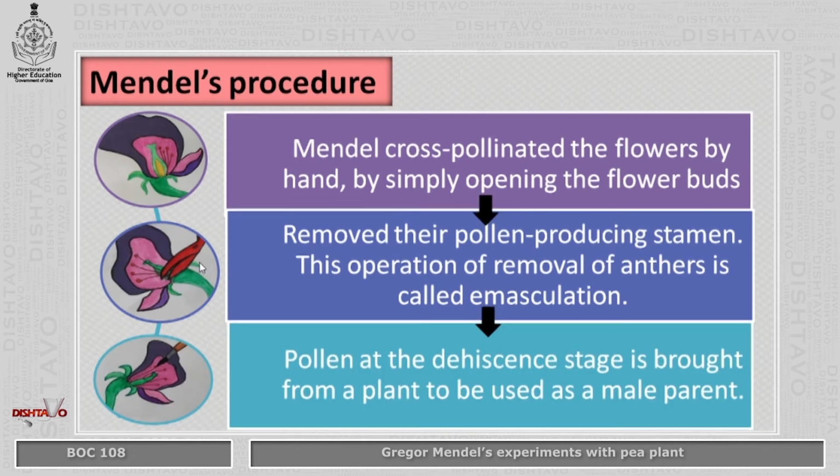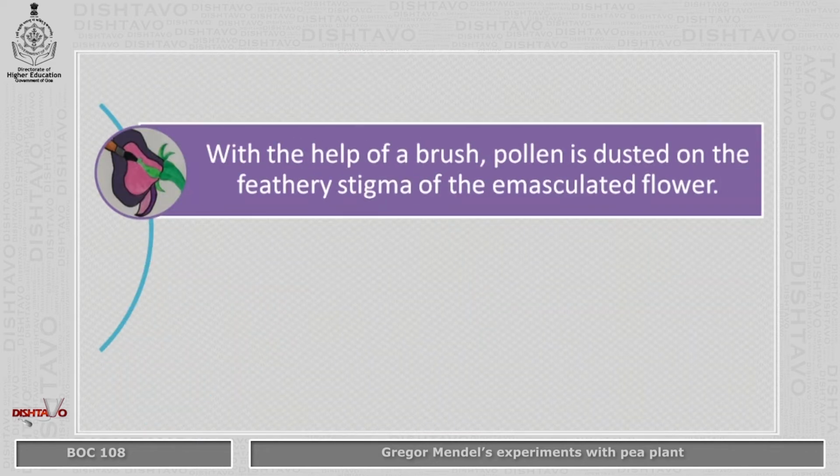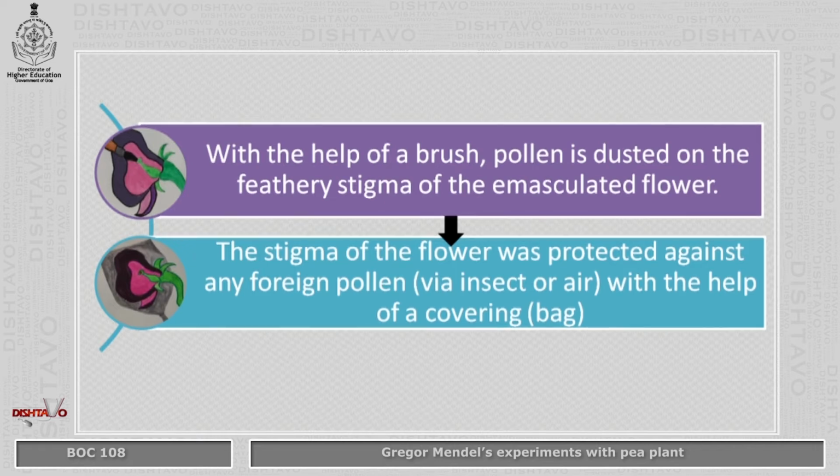He then took pollen at the dehiscence stage from a different plant and used that plant as male parent. With the help of a brush, pollens were dusted on the feathery stigma of the emasculated flower. He then made sure that the stigma of the flower was protected against any foreign pollen with the help of a covering bag, as you can see here in this diagram.